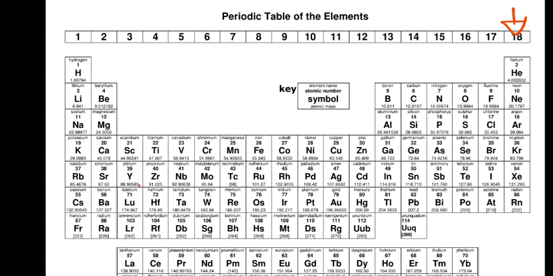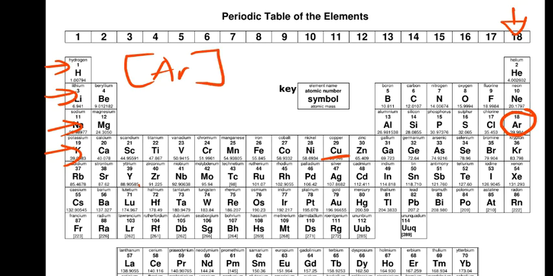So when you look at copper, it is in period 4: period 1, period 2, period 3, period 4. So check the previous period, which is period 3. The last noble gas here is argon. So after argon, what comes next?